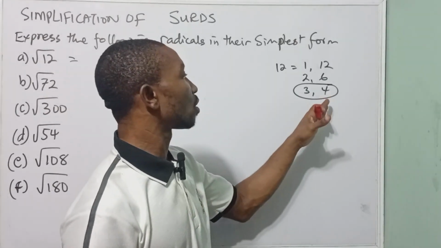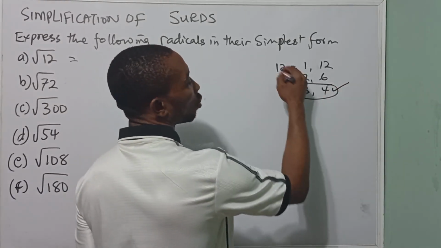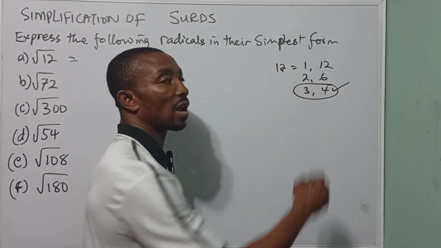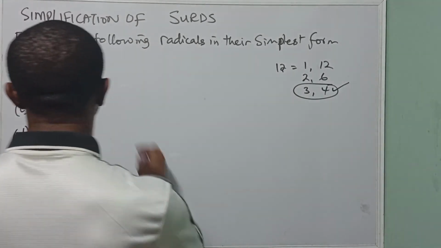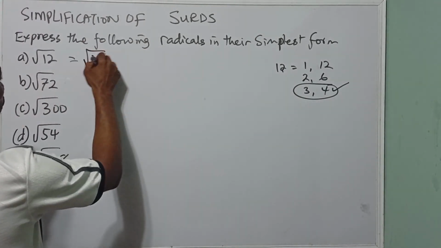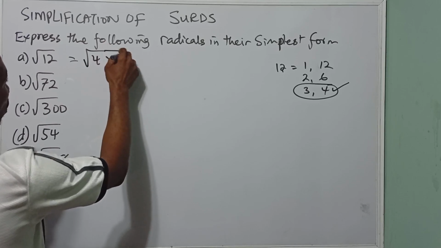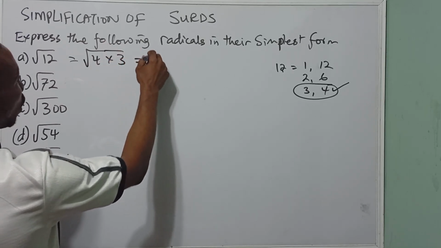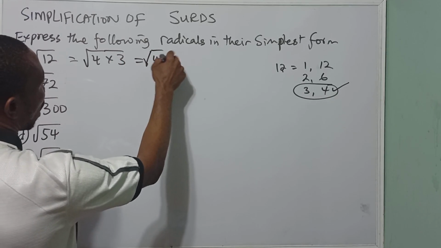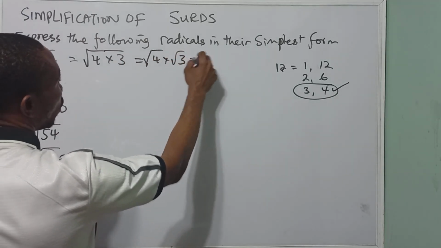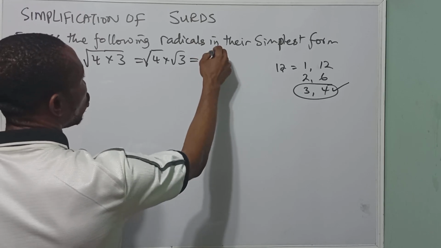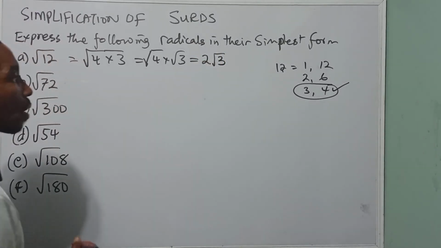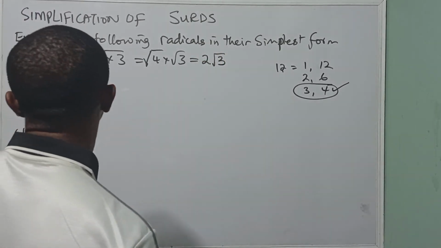Now, we are going to use 4 times 3 to simplify our 12. So this becomes root 4 times 3, which becomes root 4 times root 3. Root 4 will give us 2, so we have 2 root 3. Okay, that's for 12.